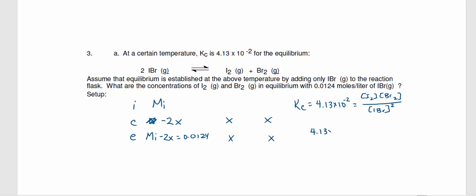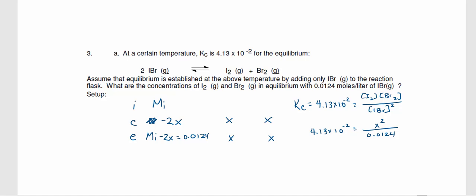Well, I know what the concentration of IBr is at equilibrium, and it's 0.0124. But I don't know the concentrations of my iodine and my bromine. And those two values are x's. x multiplied by x is x squared. So this is the value I have.